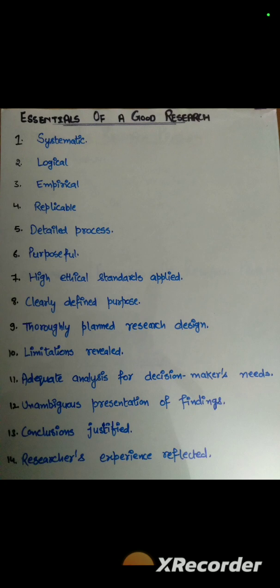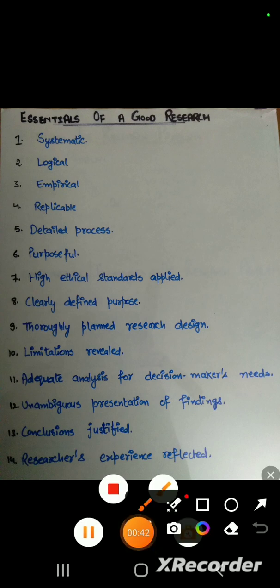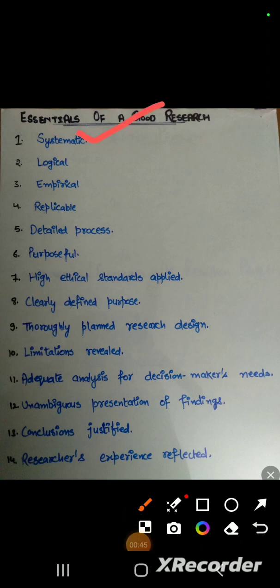As is visible on your screen, these are the different points which are essentials of a good research. Like the very first one is systematic. Systematic means good research should be systematic, so that research is structured with specified steps to be taken in a specified sequence in accordance with a well-defined set of rules. It does not rule out creative thinking, but it certainly does reject the use of guessing and intuition in arriving at conclusions.